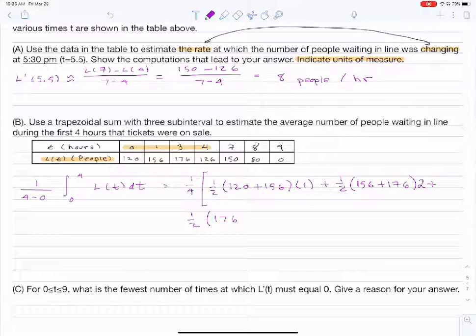And then we're going to take, let's see, 176 plus 126, and then multiply that by the height of that, which is 3 to 4, which is 1. And that is going to be my answer. I can clean it up.